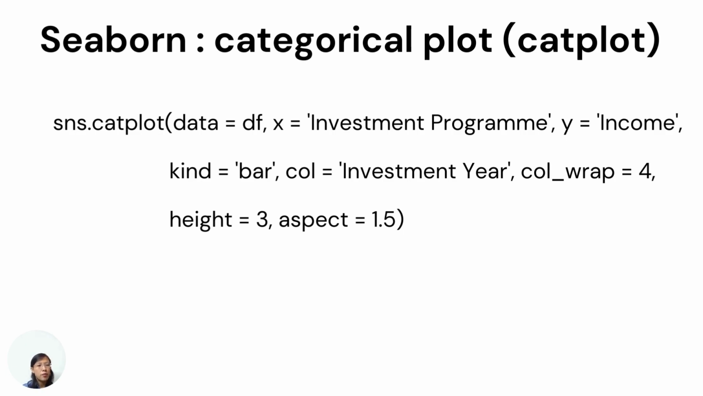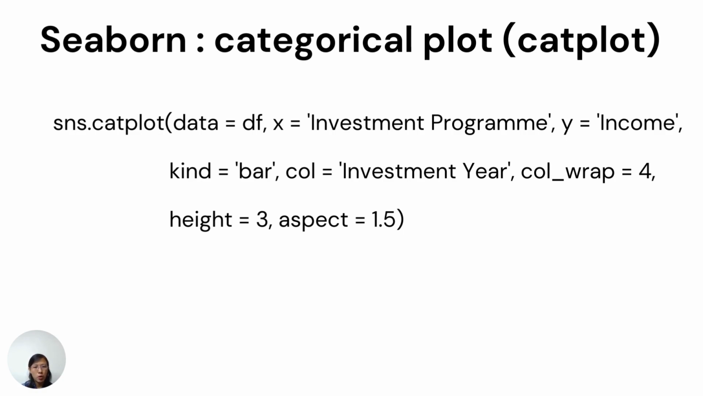So we will assign the data frame variable DF to data. Then in our x-axis, we want to compare the result of investment program. So in the x-axis, we will assign the column investment program. On the y-axis, we will assign income. Since we want to see the bar plot, we will set the parameter kind to be bar.